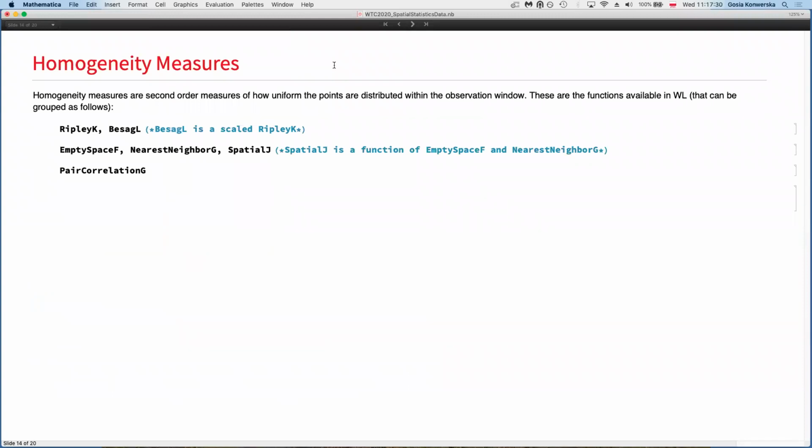Okay, and to further study this question of complete spatial randomness, we have the second order measures, which are called homogeneity measures, and they also study how uniform the points are distributed in the observation window. And so they are the functions here, and I group them because they have connections. So it's the K function and Besag's L. Besag's L is basically a function of K. Empty space F, nearest neighbor G, spatial J, where spatial J is a function of the first two, and we have the pair correlation g.